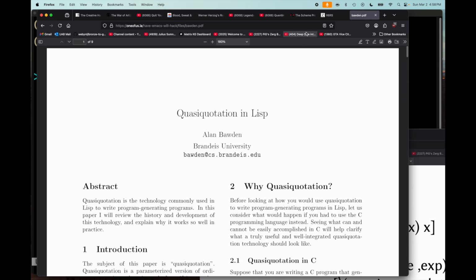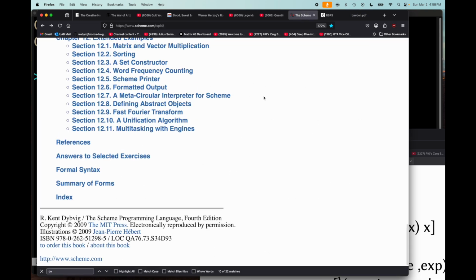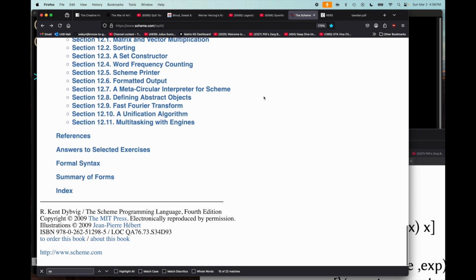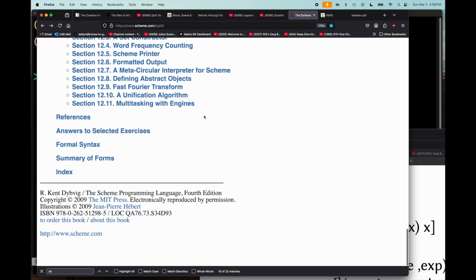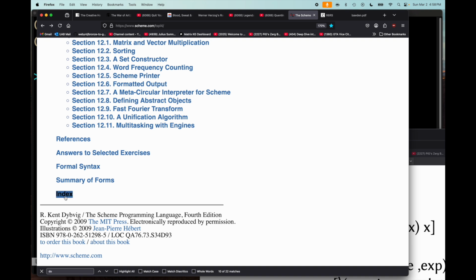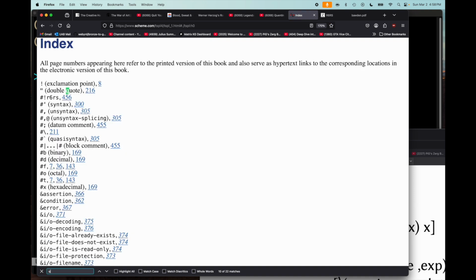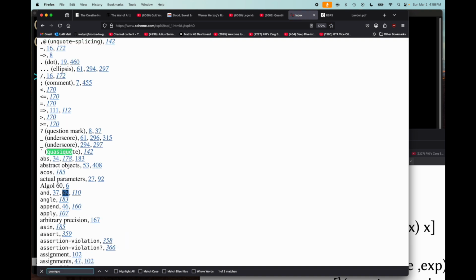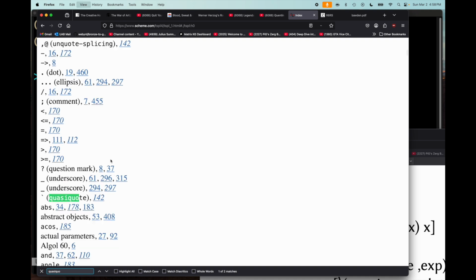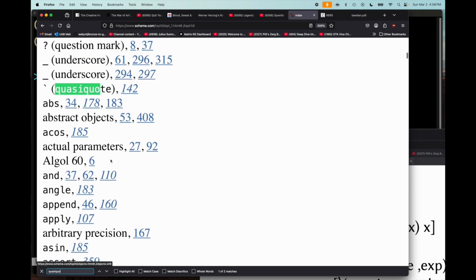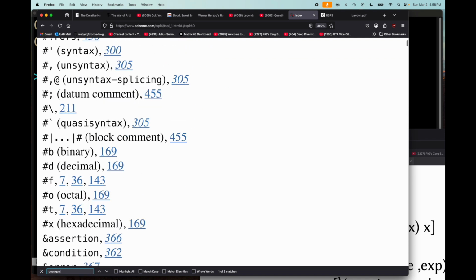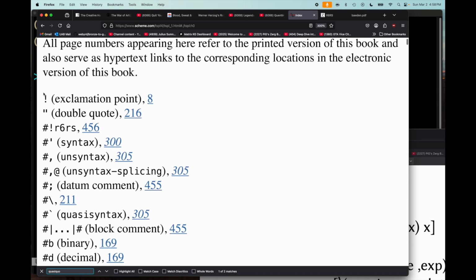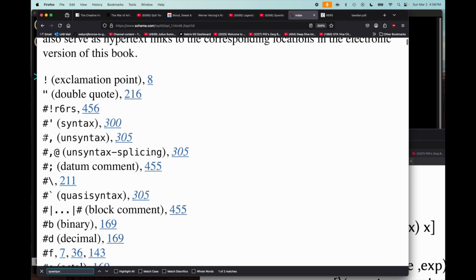Nice paper, and it's cited by The Scheme Programming Language. So let's look in The Scheme Programming Language. Let's look here in the index for quasi-quote. All right, so there are actually two entries in the index for quasi-quote. One is at the beginning of the index, which has the punctuation marks, the special characters.